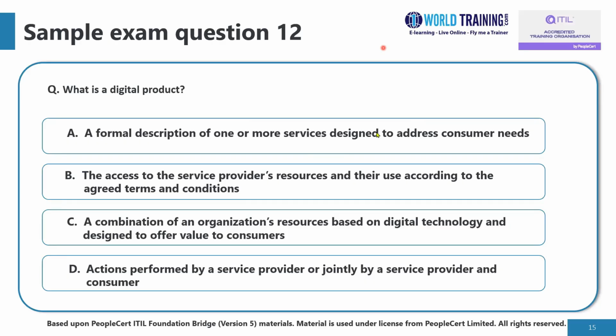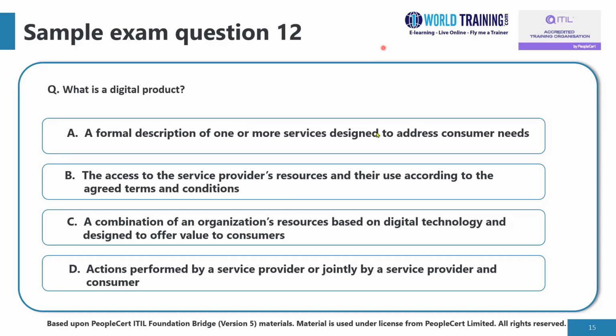We need to pick the one that has the correct description of a digital product. So choice A is more the definition of a service offering, because it can be a formal description of one or more services designed to address the needs of a target consumer group. It can be either goods, access to resources, or service actions. And in the digital world, the most common one is the access to resources, and to some extent, service actions, and not the goods at all.